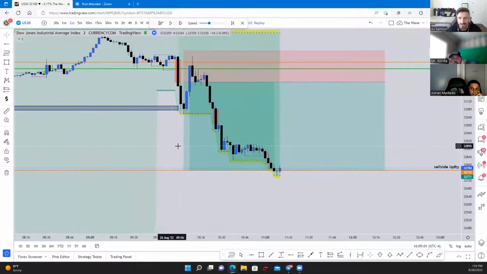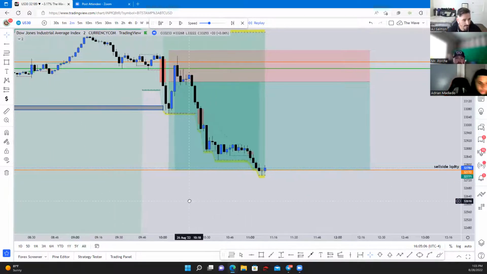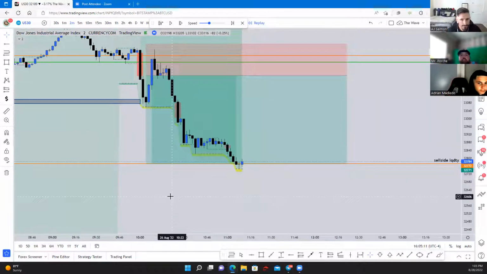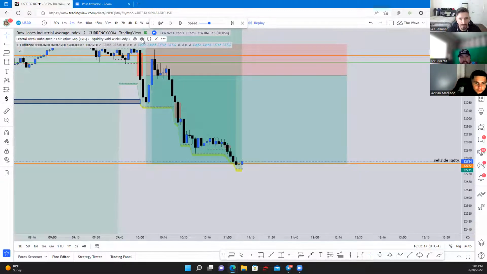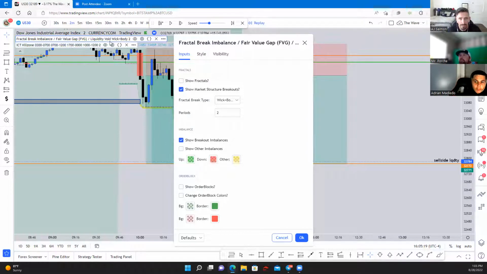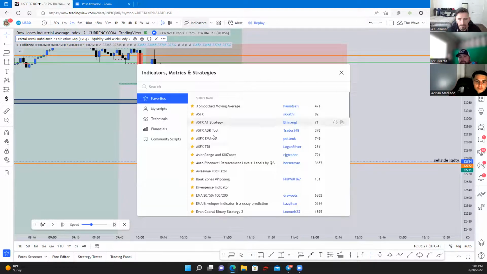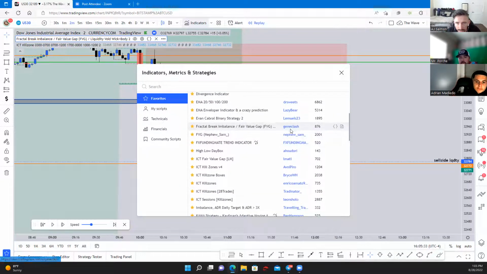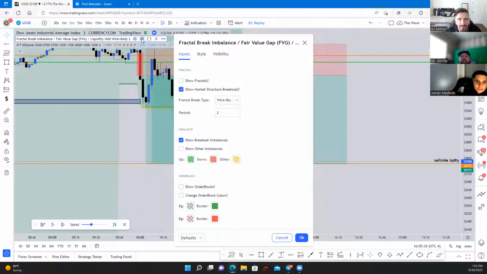You guys have any questions? Show me that fractal indicator that you have with your settings on it. Who is it by, do you know? Let me see here. It's called Fractal Break. Oh yeah, okay. Gene found that one. Yeah. And what are your settings that you have on it? These are the settings.